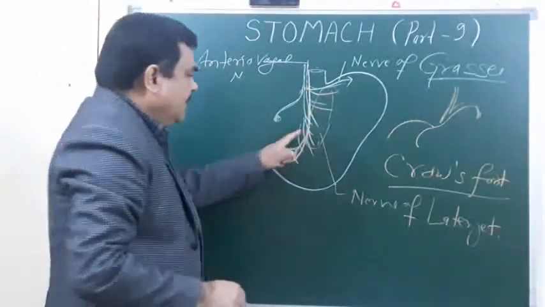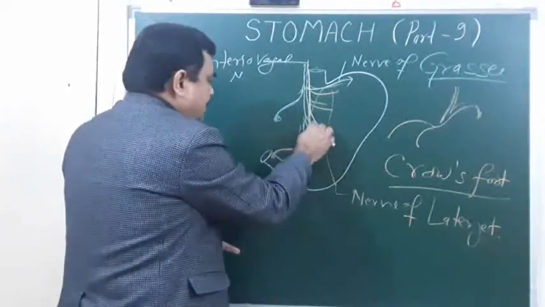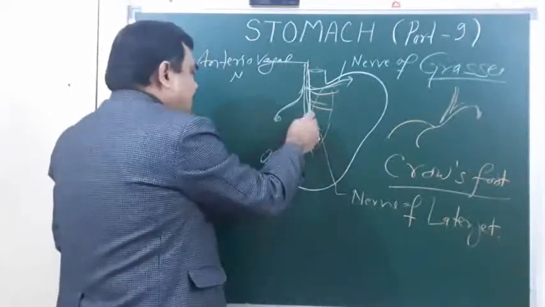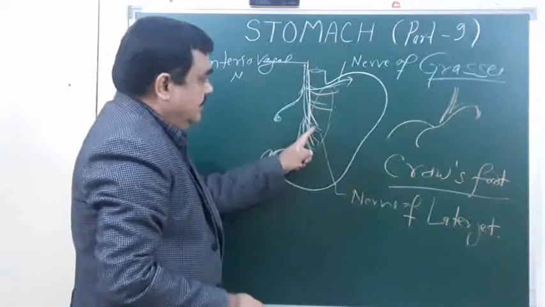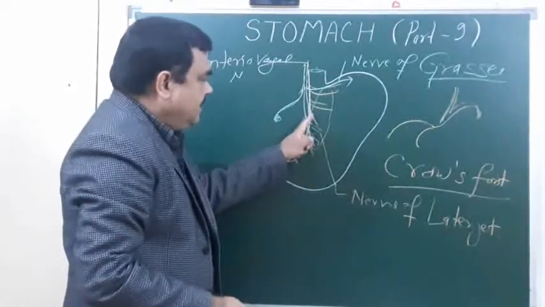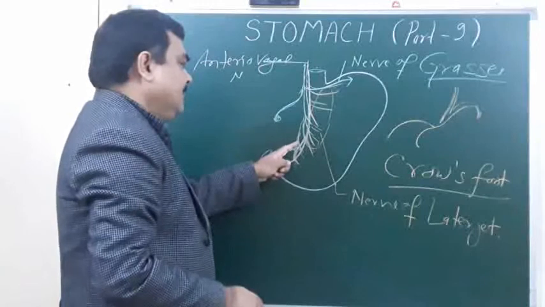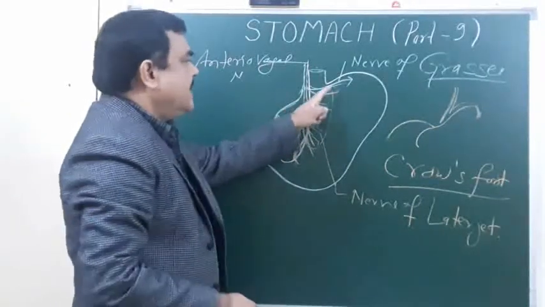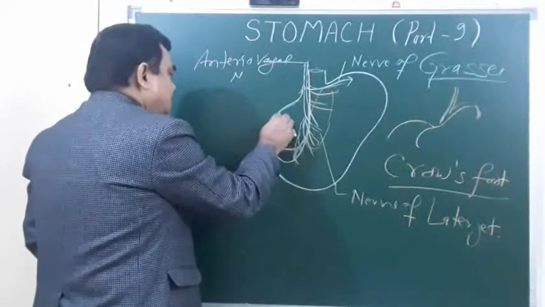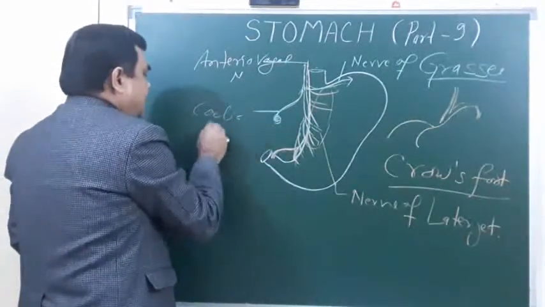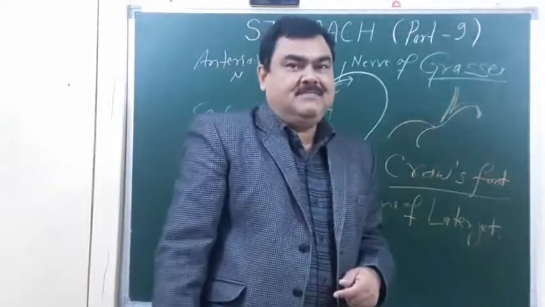It also gives numerous branches, and here it gives a celiac branch. This is the celiac branch. These branches which supply the body and pyloric part again form the nerve of Latarjet. So there is a nerve of Latarjet from the anterior vagus, and also from the posterior vagus on the posterior side. The posterior vagus also gives the nerve of Grassi and the celiac branch. So this is all about the nerve supply of the stomach. Thank you.